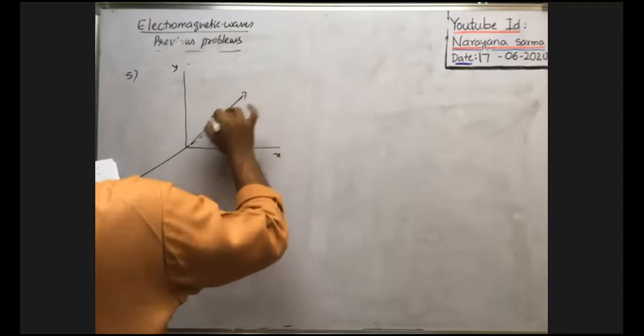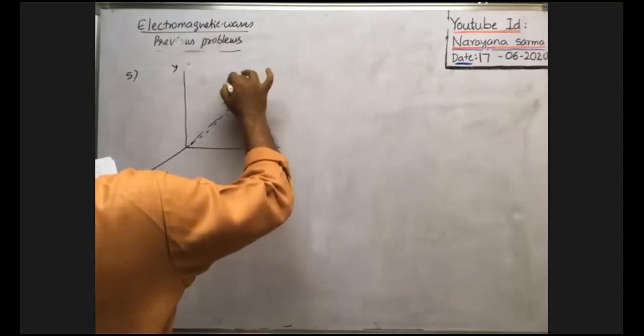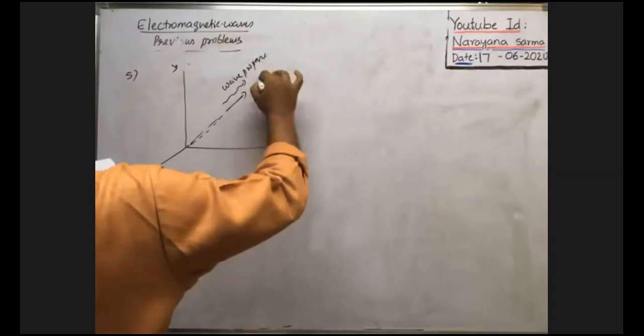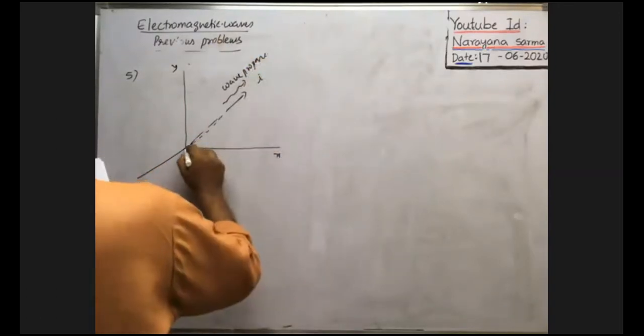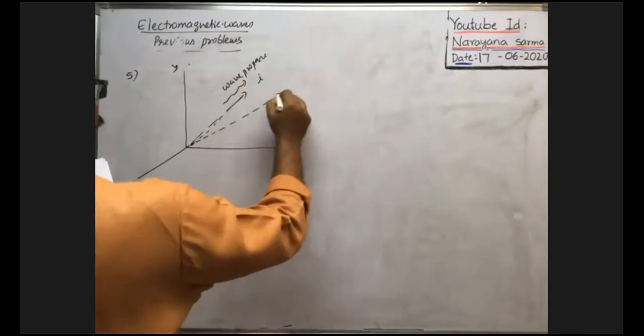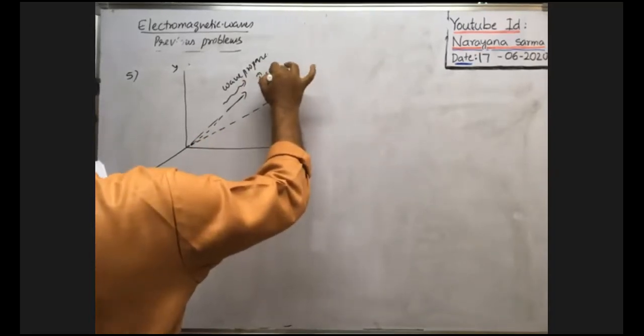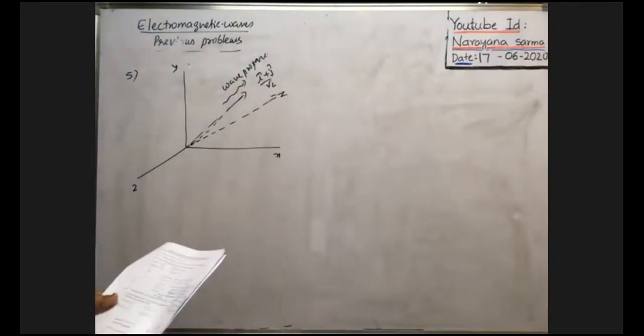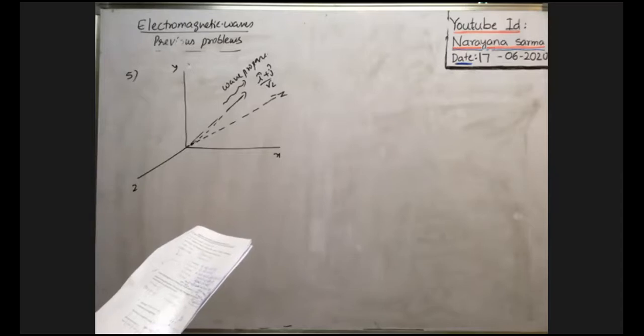Here, the direction of propagation of the wave is along this direction. Okay, it is in this direction, given as I cap plus j cap by root 2. The direction of propagation of the wave is along this direction. Its polarization is along the direction k cap.